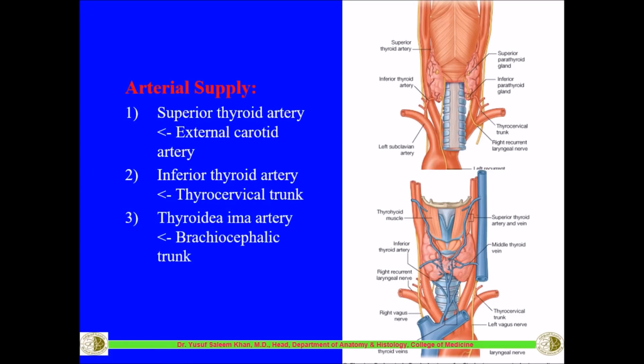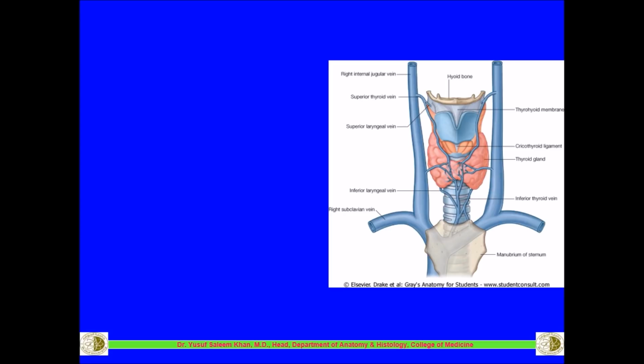Okay, then there can sometimes be an additional artery. Usually it is supplied by only two arteries, superior and inferior thyroid arteries, but sometimes there can be an additional artery. This is called the thyroidea ima artery. Sometimes there might be an additional artery coming from the brachiocephalic trunk, one artery directly from below. This will be called the thyroidea ima artery. So this is the arterial supply of the gland, usually supplied by two arteries. Sometimes there can be an additional artery.